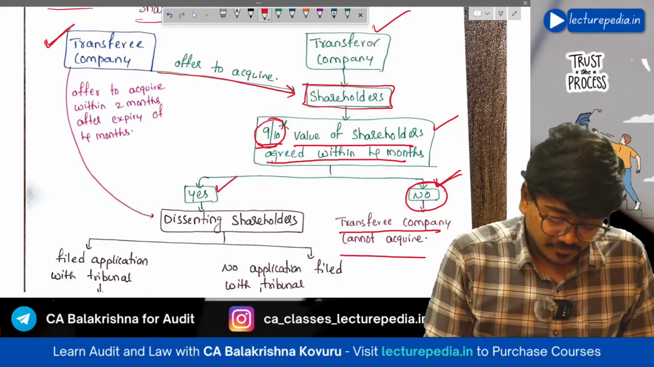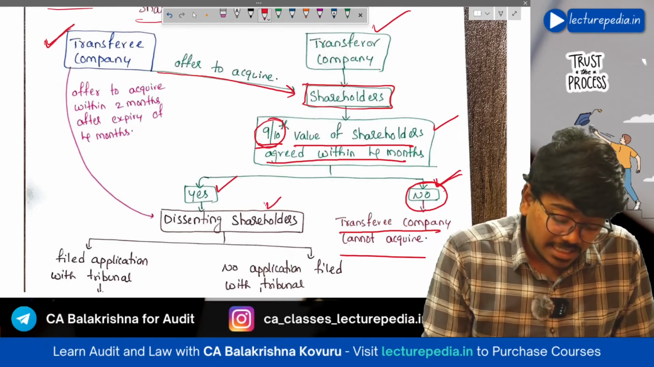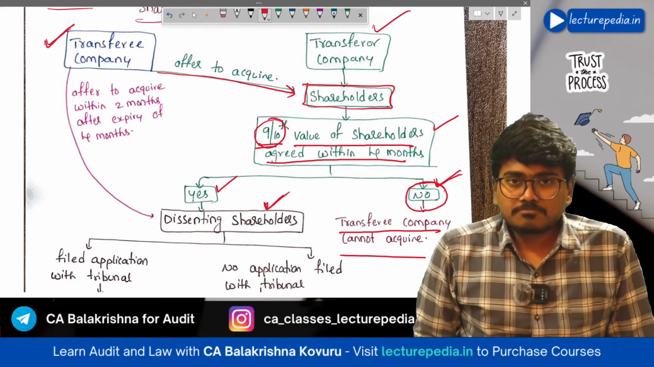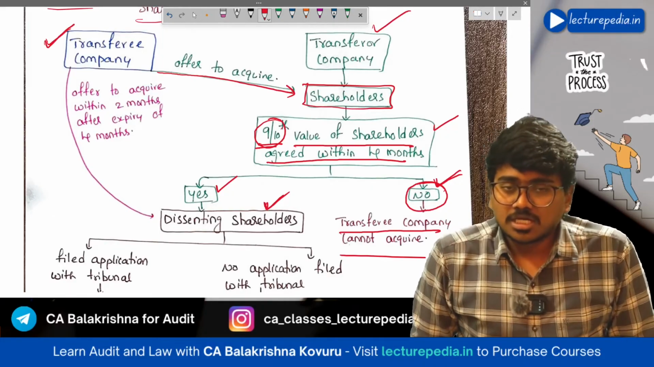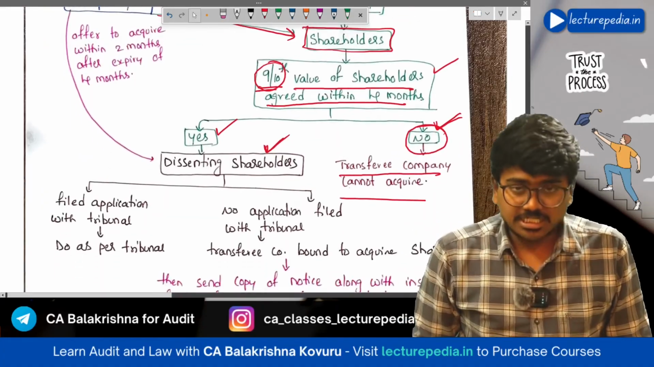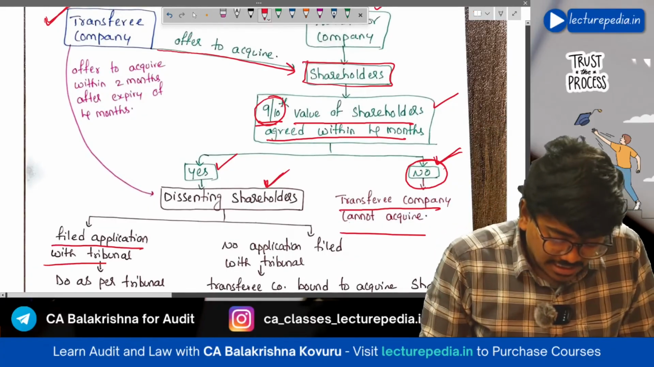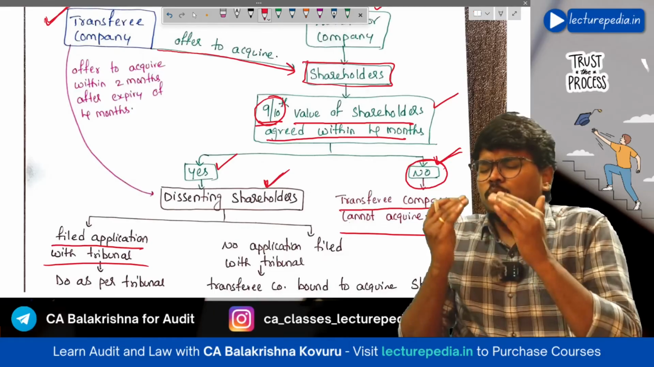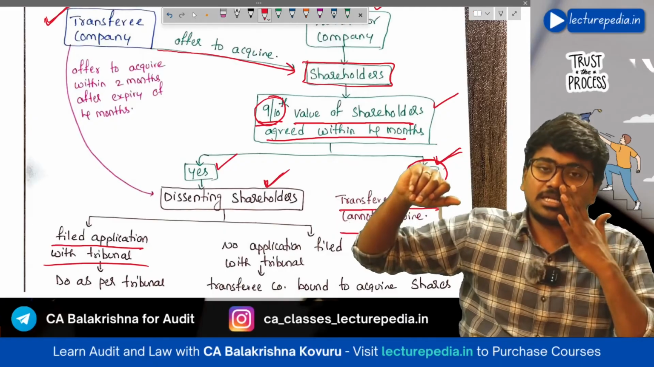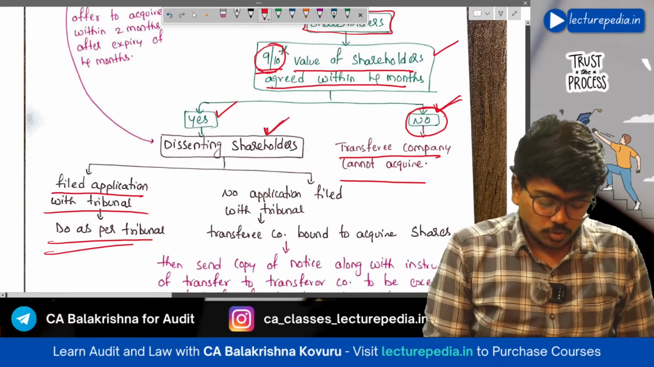If yes, if 9/10 of the value of shareholders are ready to sell the shares, in such a situation, if there are any dissenting shareholders, it is not possible that all the shareholders will give their approval. There will be some dissenting shareholders. If such dissenting shareholders have filed an application with the tribunal stating that we are not ready to sell our shares to this transferee company, in such a situation, you have to do whatever the tribunal says, as per the tribunal's order.